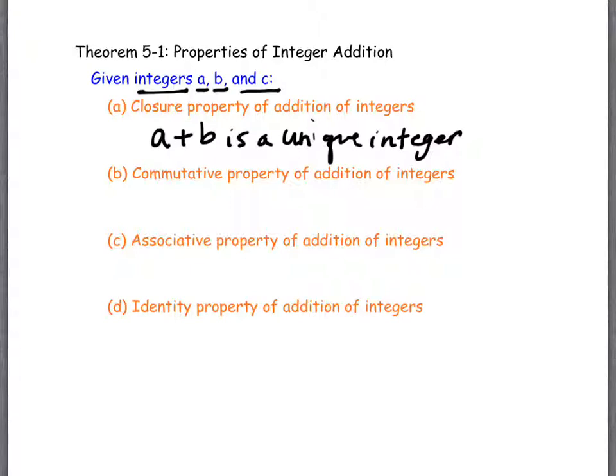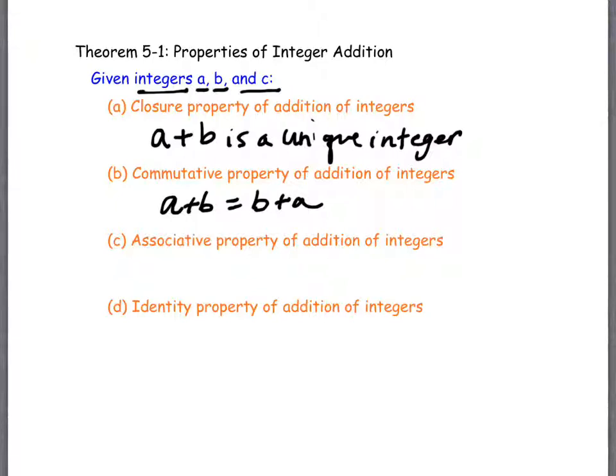Commutative, what's commutative property? You flip the order, right? You commute the order. So the commutative property says that if I have a plus b, it's the same as doing b plus a. So 5 plus 3 is the same as 3 plus 5. And it works with negatives too, right? I gave you an example with whole numbers, but if you had 5 plus negative 3, that's the same thing as negative 3 plus 5.